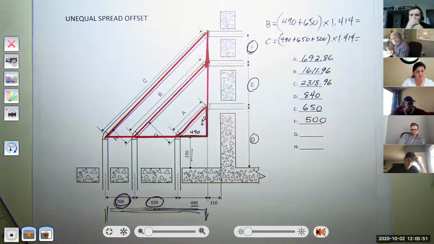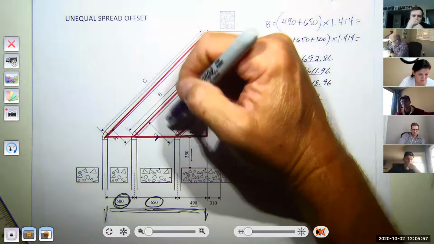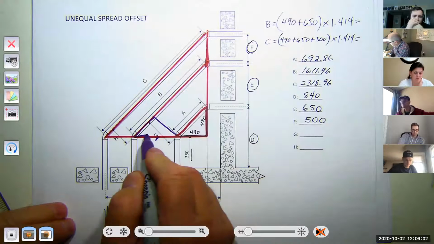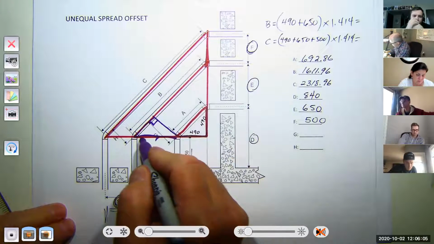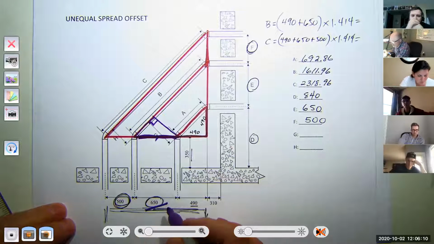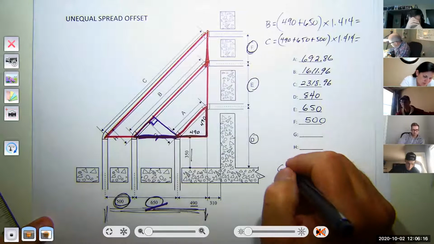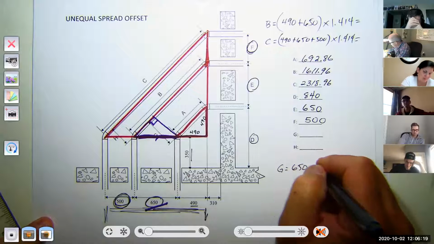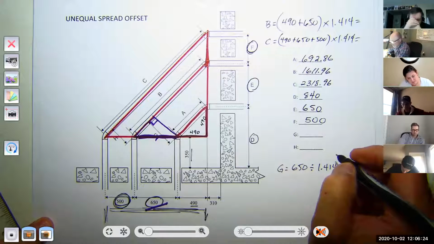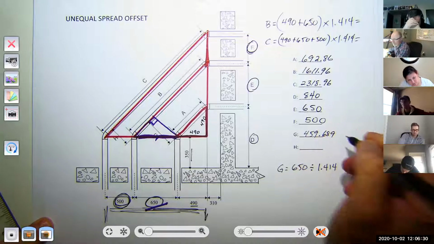And then we want to know the spread. We want to know G. G is the spread across these pipes. So I will draw a right angle triangle right in there. There's the right angle. This is the travel of that right angle triangle. We know this travel to be 650 at the bottom. So G is equal to 650 divided by 1.414. And that gives me 459.689.